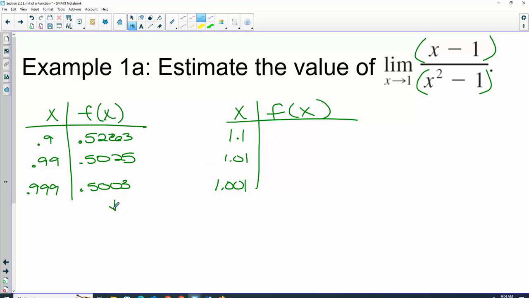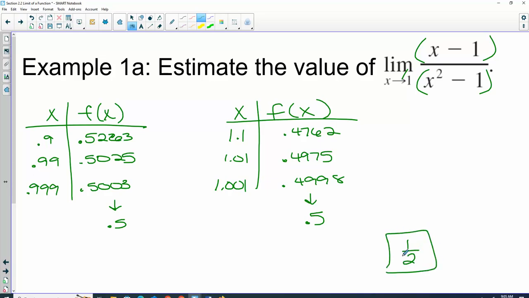What does it look like this table's approaching? 0.5. Alright, Tanner, what'd you get? 0.4762. Bryson? 0.4975. Hunter? 0.4998. So what are those approaching? 0.5. So even though I couldn't plug 1 into this original equation, the limit exists, it's 0.5 or 1/2.